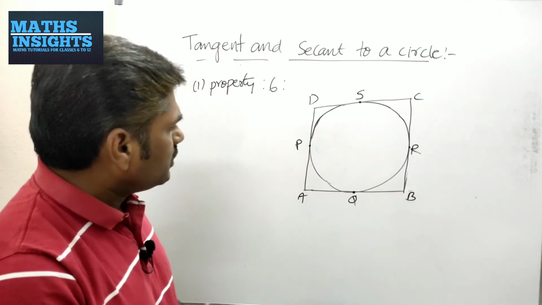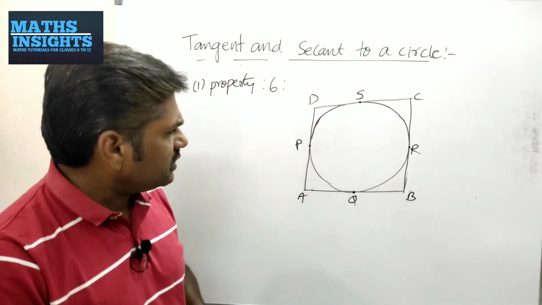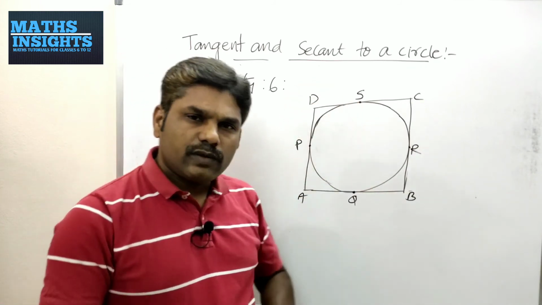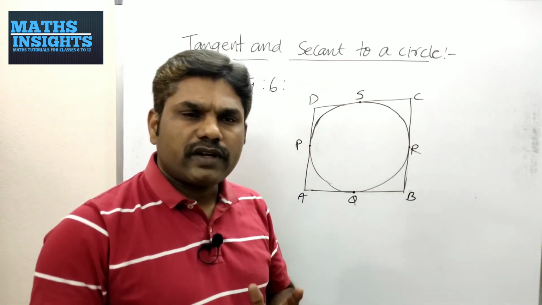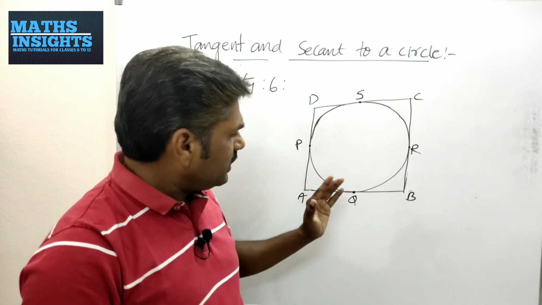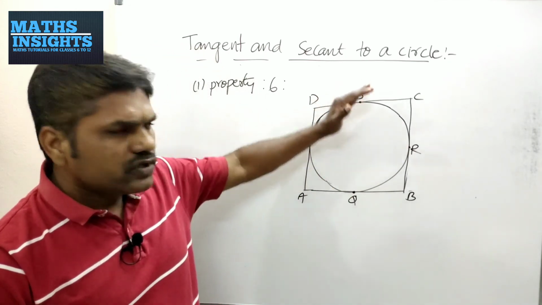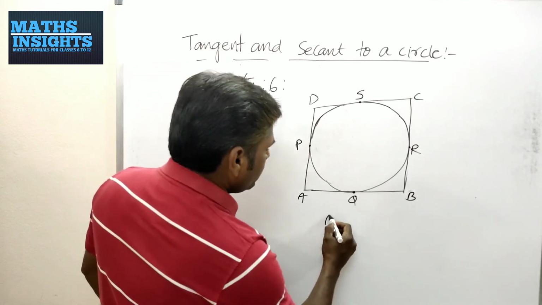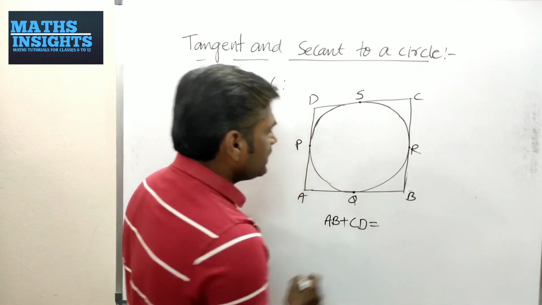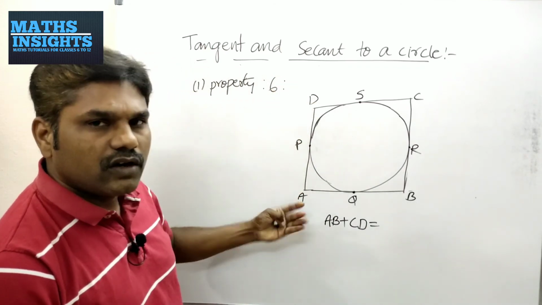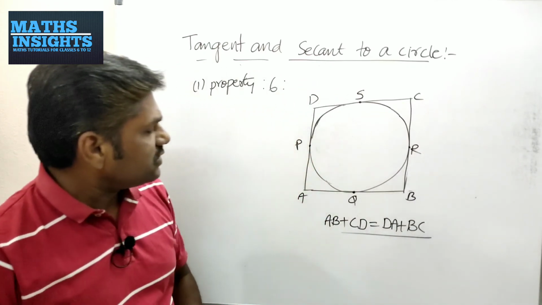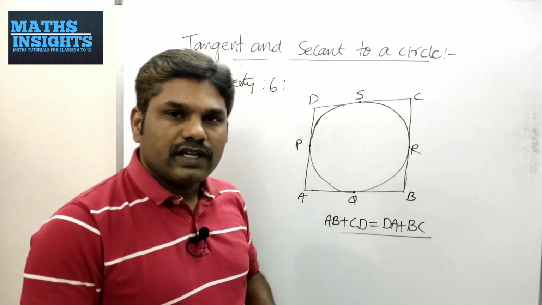Property number 6 says that if a circle is drawn inside a quadrilateral, whatever the type of quadrilateral, that does not matter, if this circle touches all the sides of the quadrilateral, then the sum of lengths of opposite sides is equal. That means if you take AB, its opposite side will be CD. AB plus CD is equal to DA plus BC. The sums of lengths of opposite sides are equal.